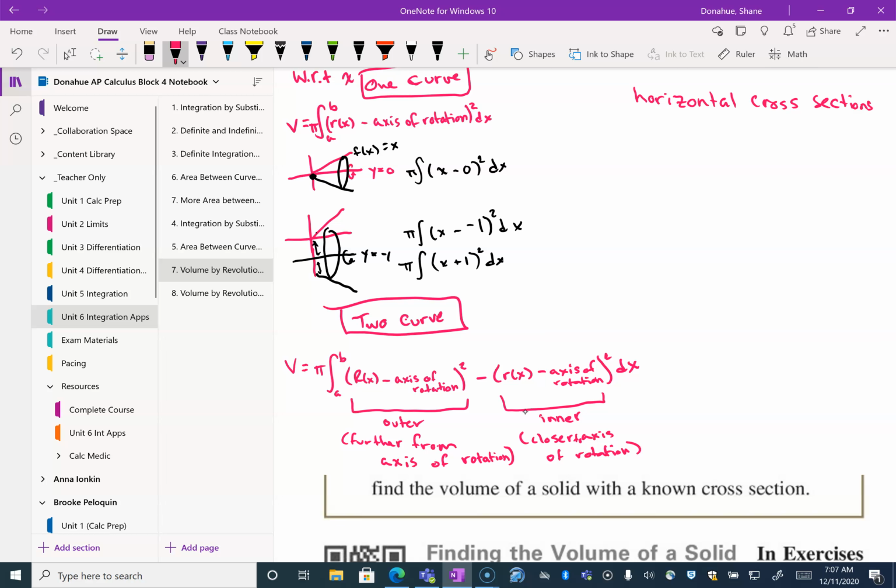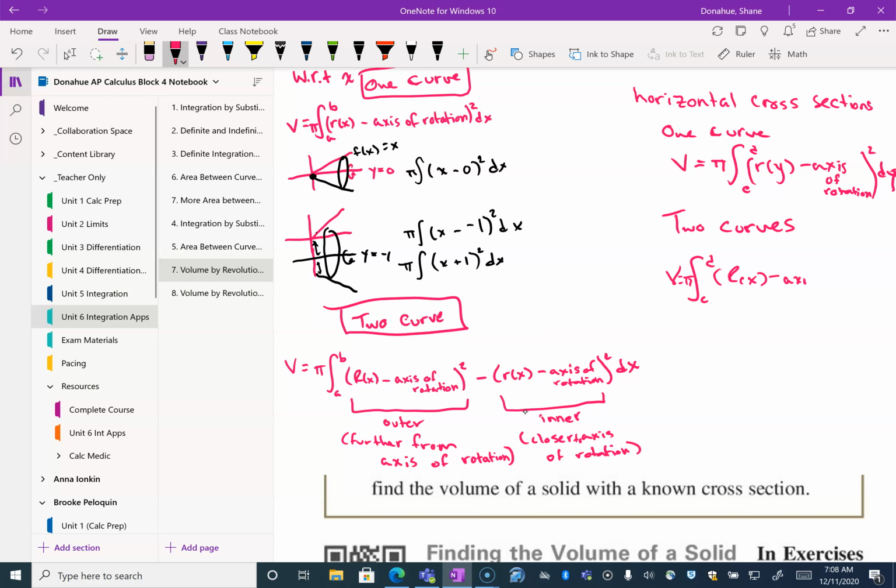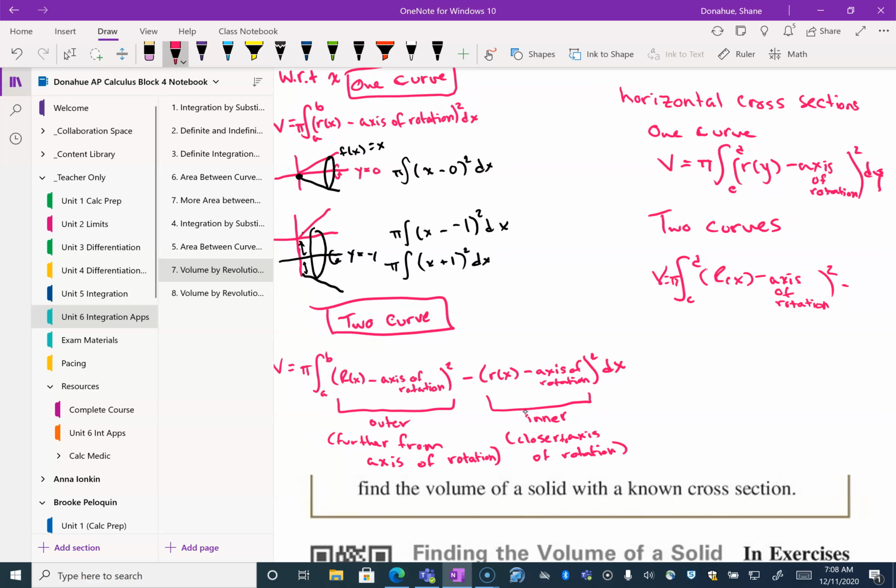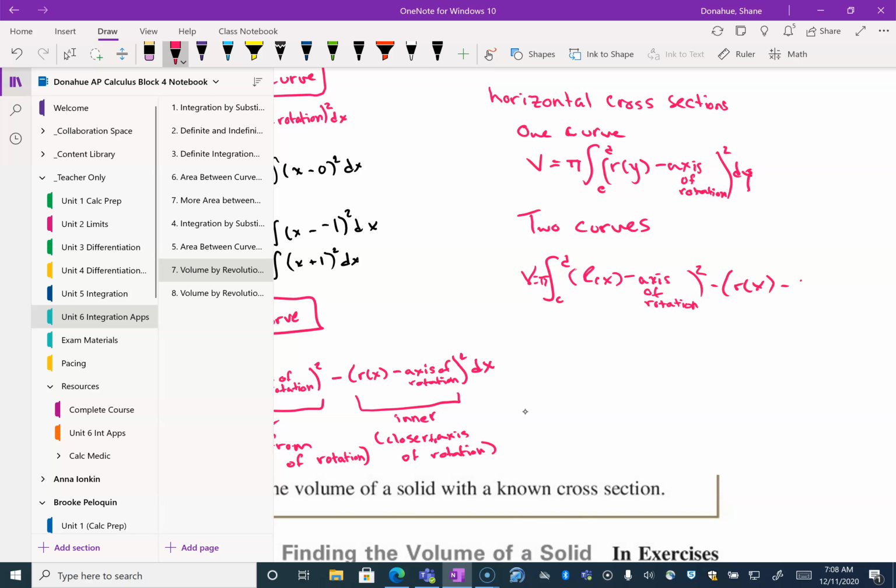All right, so our one curve, now we're talking about c to d because we're talking about y values instead of x values. Still minus our axis of rotation squared, and we're doing it with respect to y. And then two curves is the same. All right, so volume equals pi times our interval c to d, and we've got our outer squared minus our inner. Oh, sorry, this should be a y here, and this should be a y.